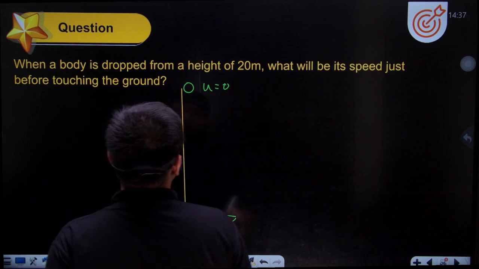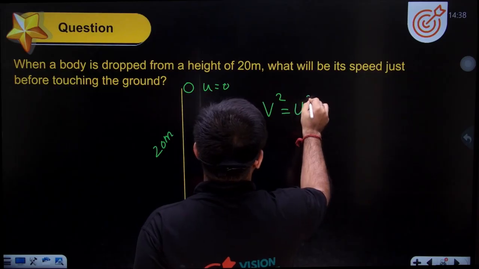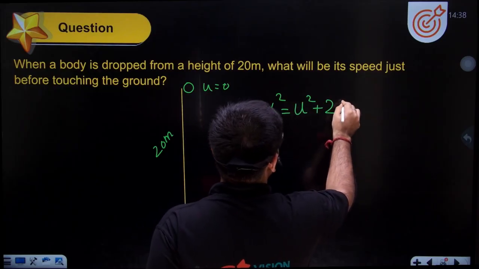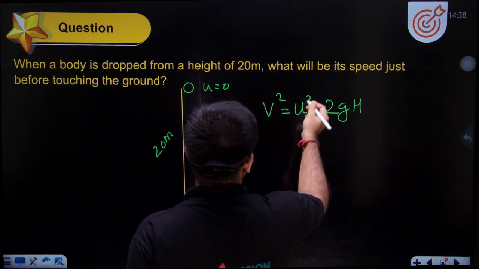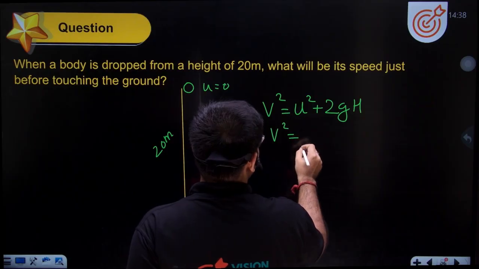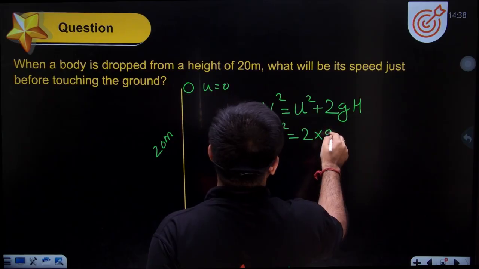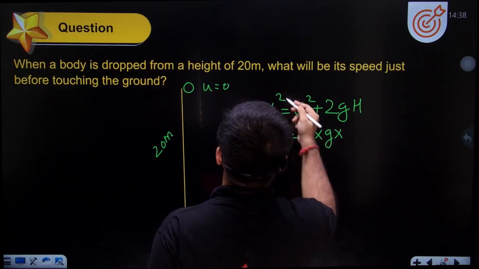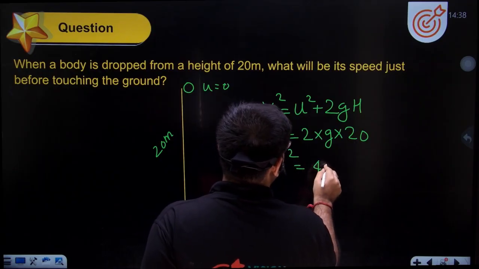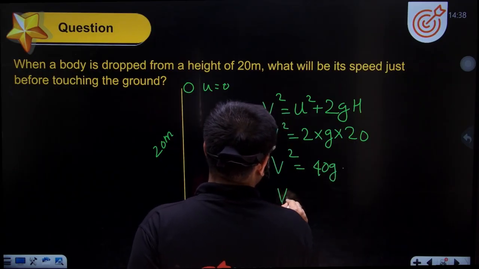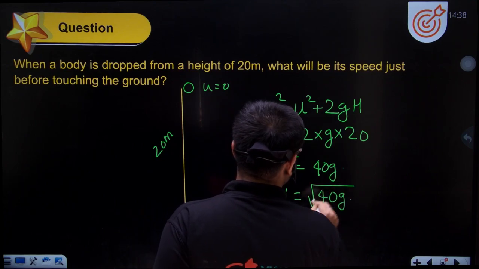So you can say that v square is equal to u square plus 2gh. Right? So u is 0. So v square is equal to 2 into g. I don't know the value of g, I can take it as g only. h is 20, height is 20. So v square is equal to 40g. So v will be root over 40g. In this case, this is your v.